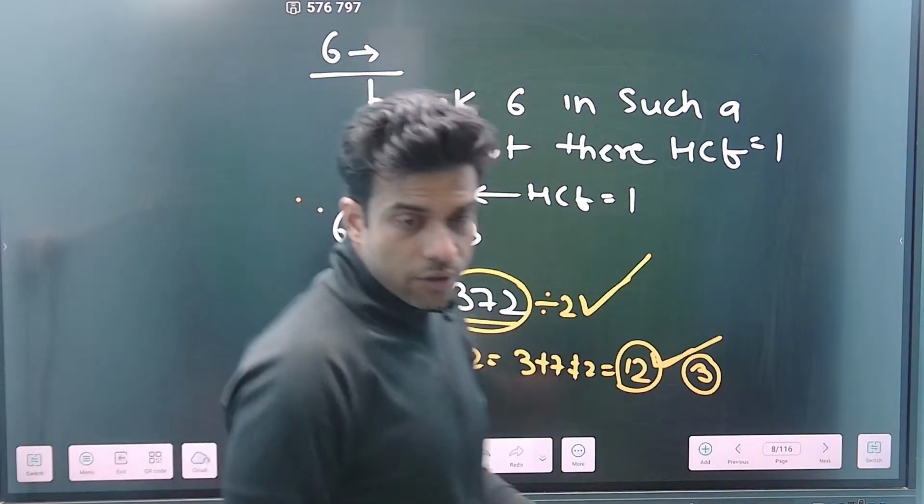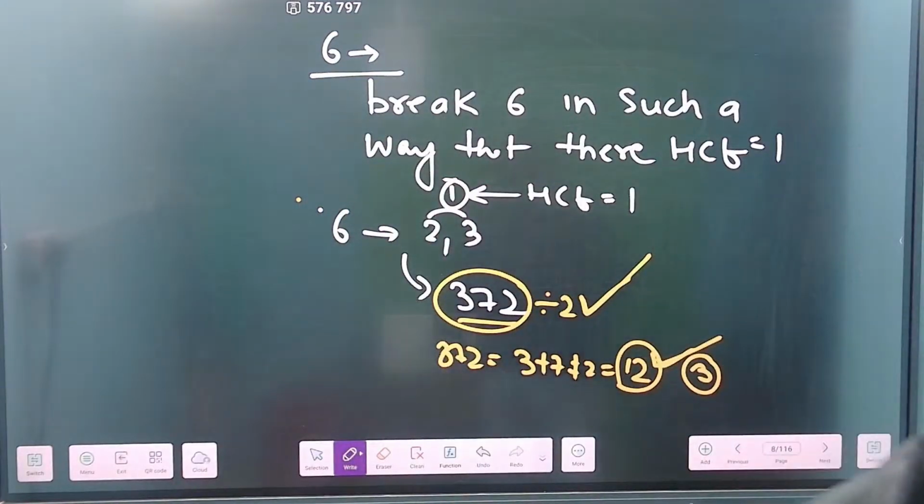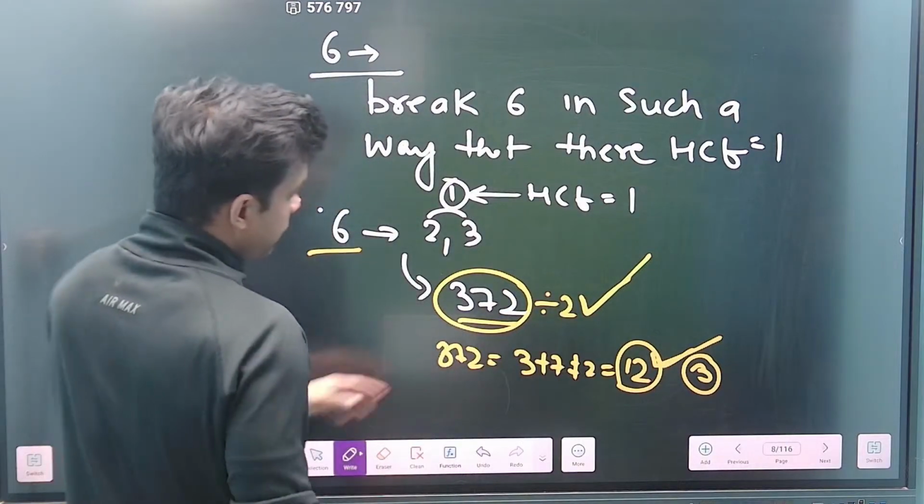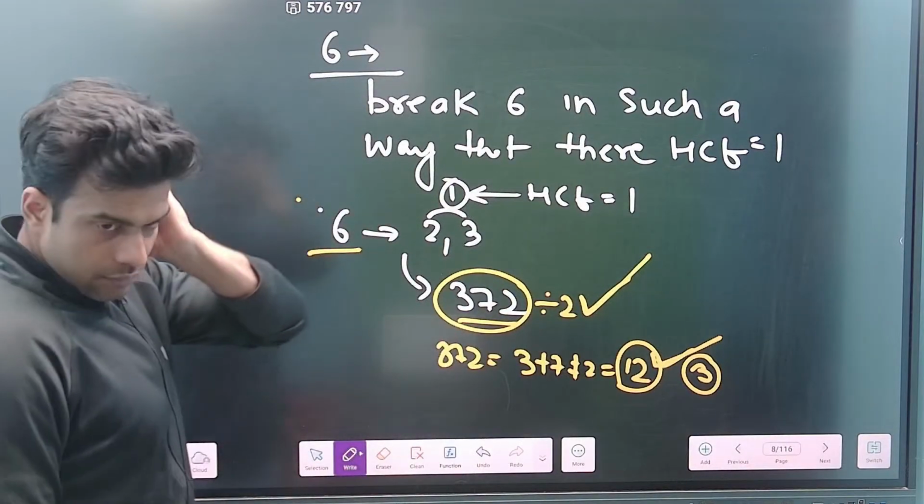I would request all of you, if anyone is having doubt, please ask me. Break 6 in such a way that their HCF would be 1, correct?